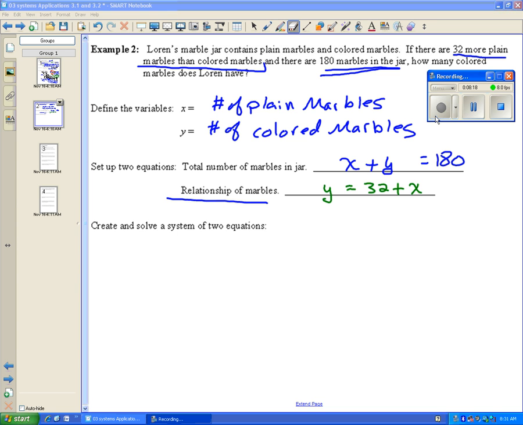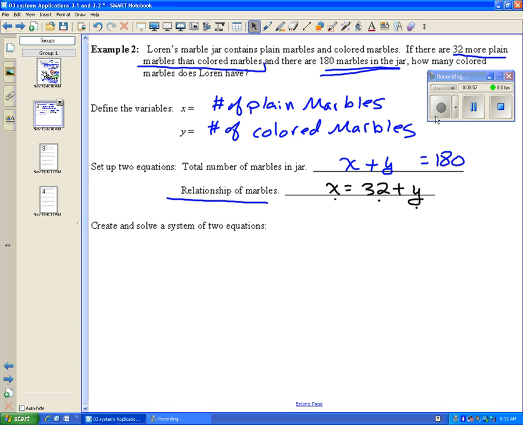So I already made a mistake on here. Let's go ahead and erase this one equation and try it one more time. There are 32 more plain marbles than colored marbles. My plain marbles are X, and there are 32 more of those than there are colored. So my equation should be X is equal to 32 plus Y. I had gotten the colored and plain mixed up in my head. The number of plain is equal to 32 more than my colored. So X is equal to 32 plus Y.